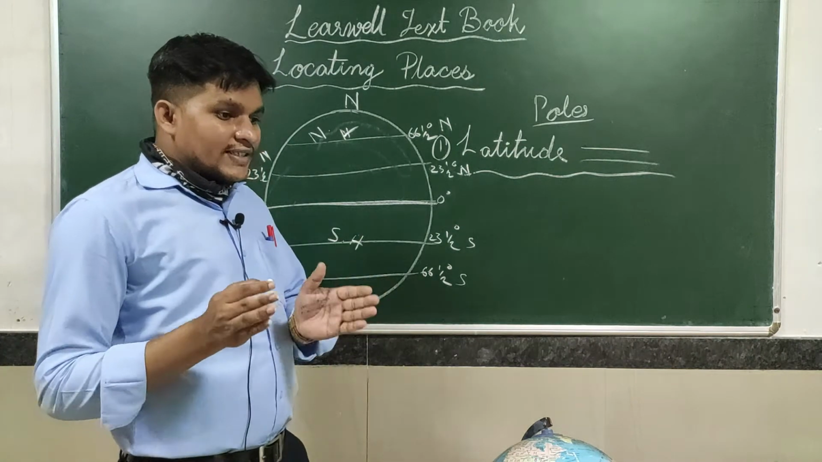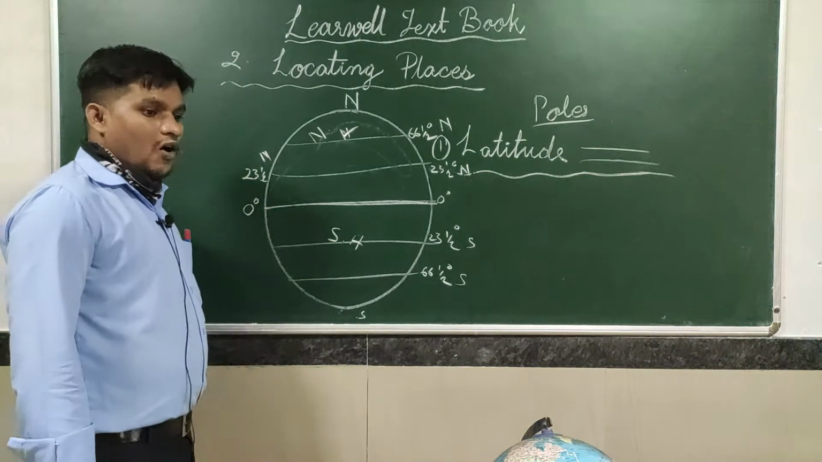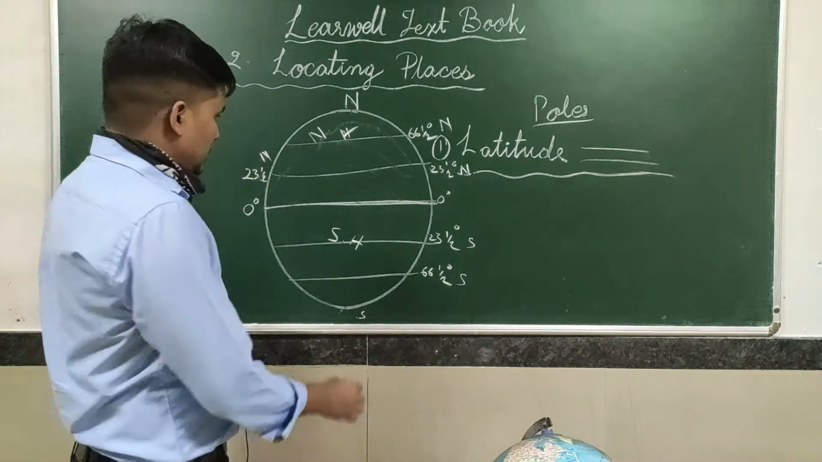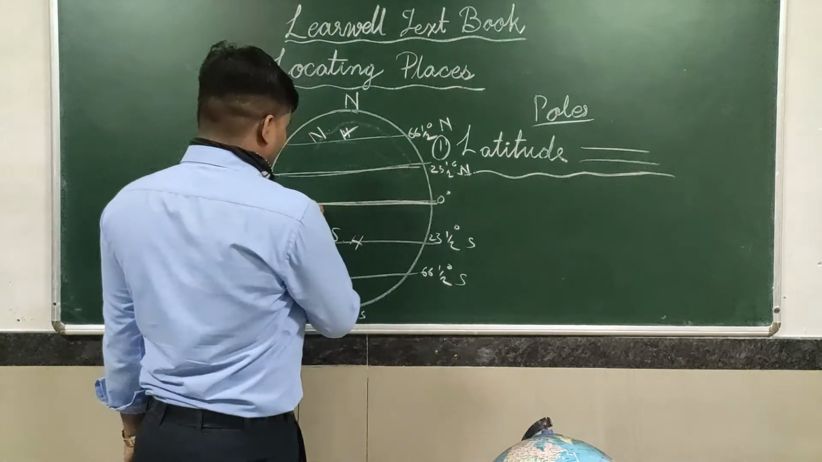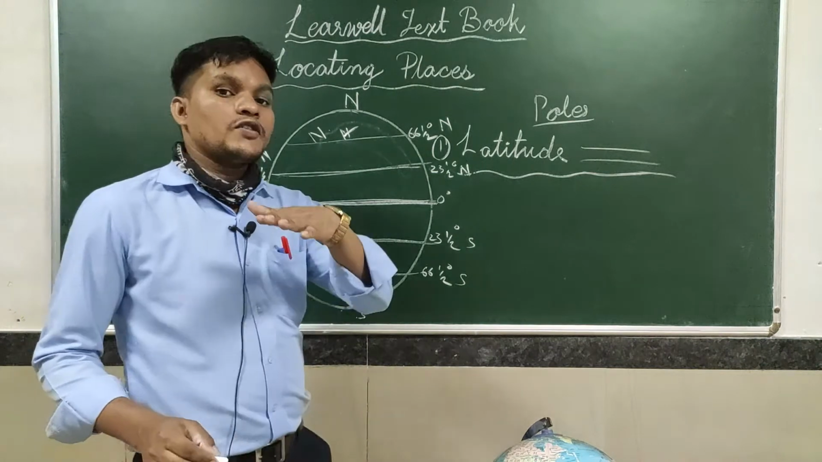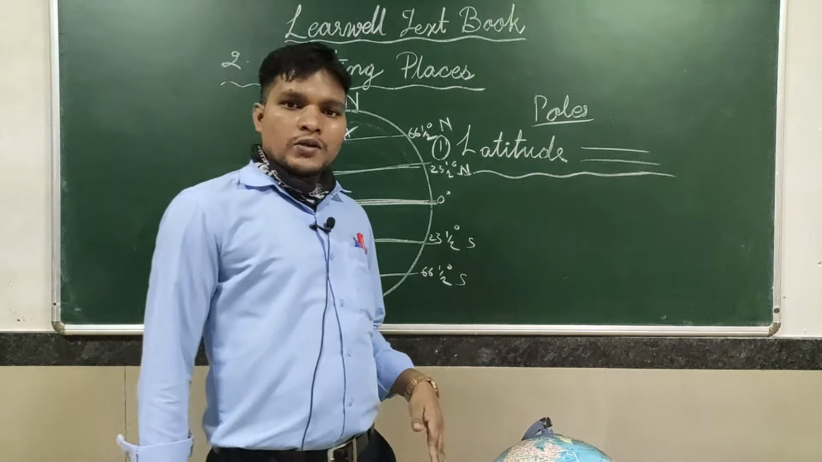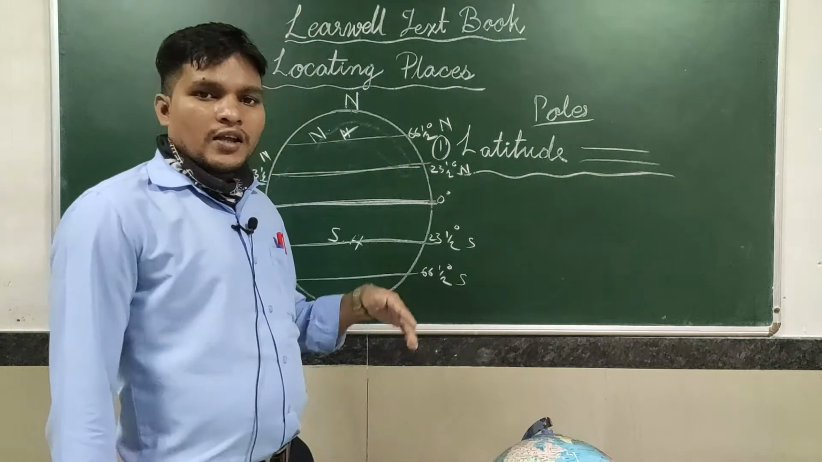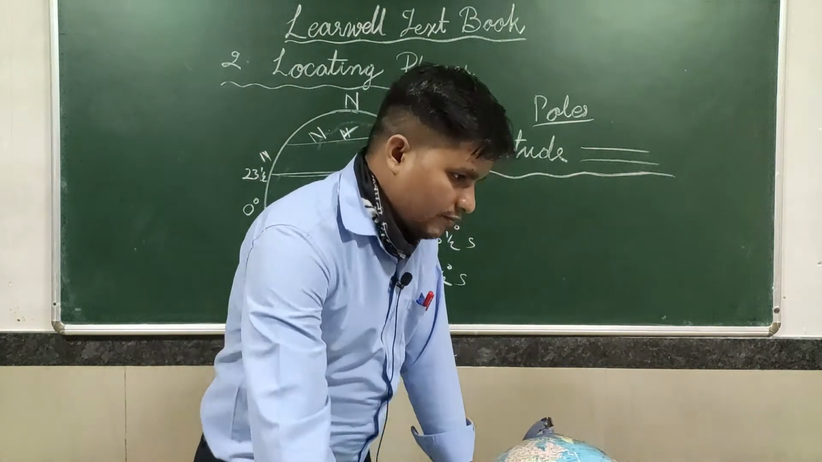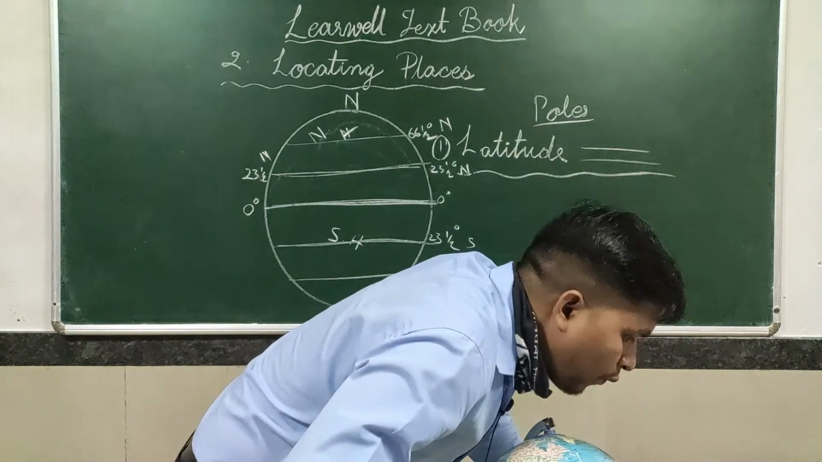The imaginary lines drawn parallel to the equator are known as parallels of latitude. These are called parallels of latitude. Latitudes are always parallel to each other, they stay in a parallel way. So here we are going to learn something special for you.